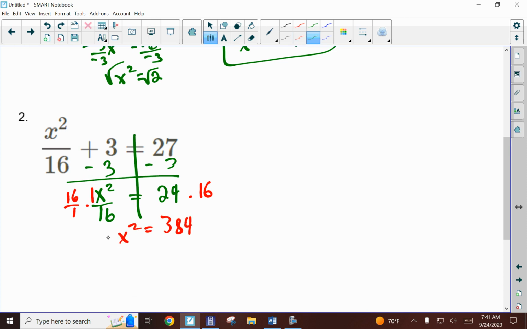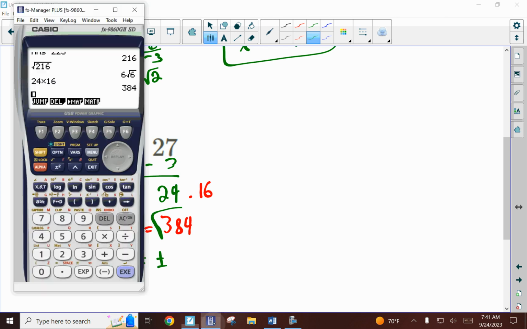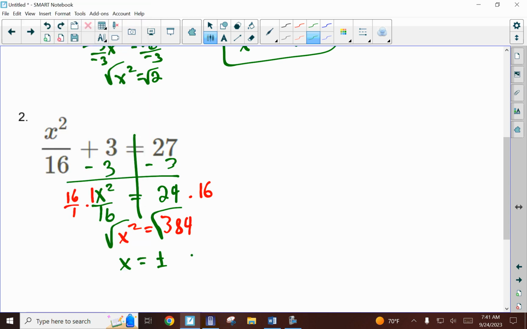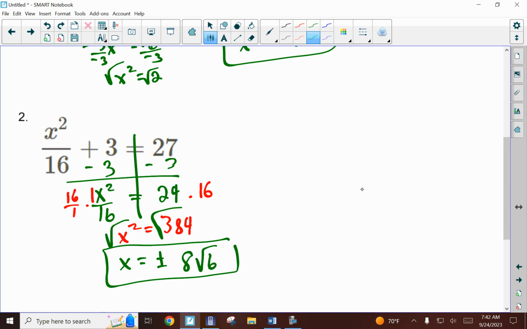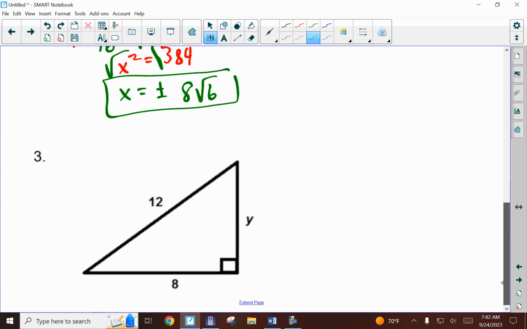And then finally, since the x squared is all by itself, we can take the square root. And again, before I even put it in the calculator, I put the plus and minus, because there's always going to be a plus and minus on every single one of these questions. So it's going to be square root 384. And then our final answer is 8 square root 6. Now on Canvas, you may have to convert this to a decimal. So if you convert this to a decimal, you just have to hit the FD button and it'll do it for you.